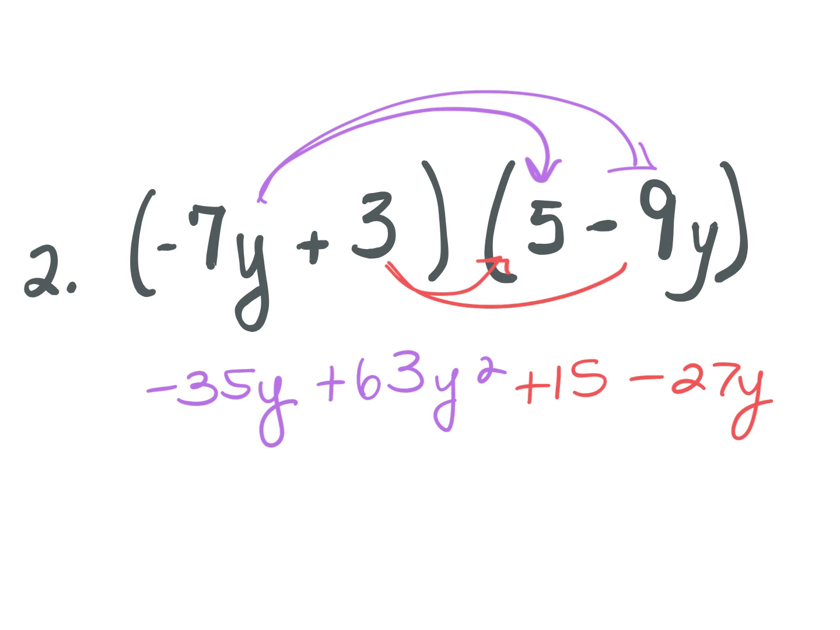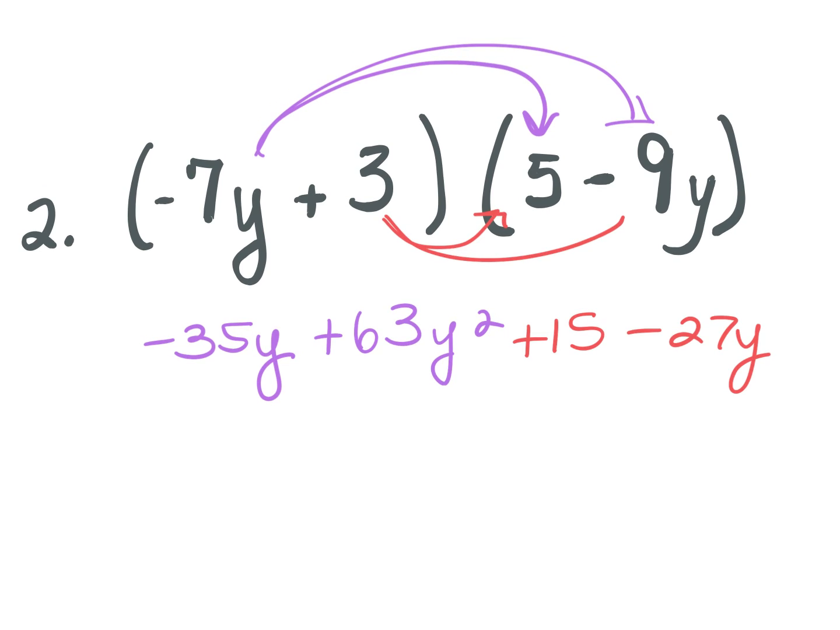Now, if you were to stop right here, this is not your correct, complete answer because it's not in standard form, and you can combine like terms. What's the highest exponent you see? 2. So I'm going to start off here with 63y squared. Can I do something with negative 35 and negative 27? Yeah, we can combine them, right? Because they both have y to the first. What's negative 35 minus 27?